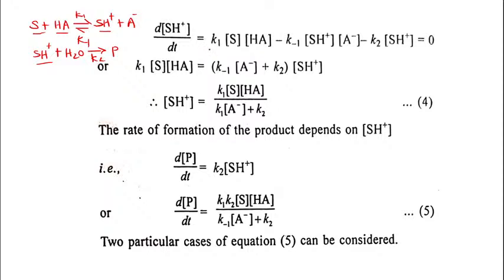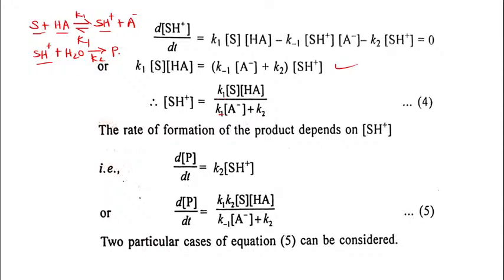This step is very important to understand. Once we write this step, the latter part becomes easy. So in this equation now, you can see taking this minus K-1 term and this minus K2 term on this side, and taking the common factor here, SH+ is common. So we can write it this way. Concentration of the intermediate becomes equal to K1 into concentration of the substrate into concentration of the acid, divided by K-1 into concentration of the anion plus K2. So this is a very important equation. Suppose that this is equation 4 here.